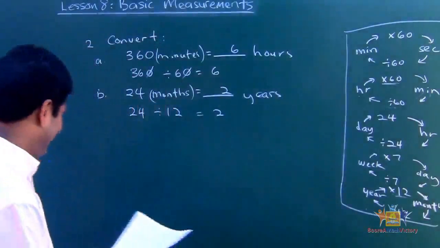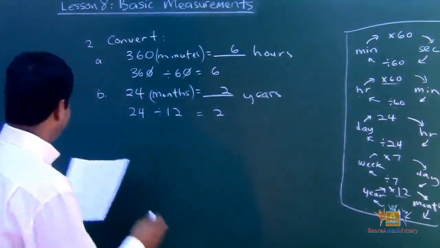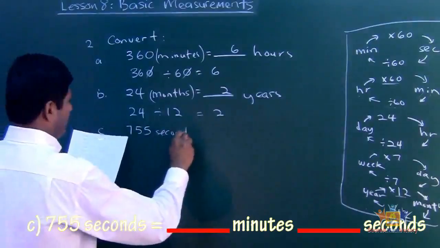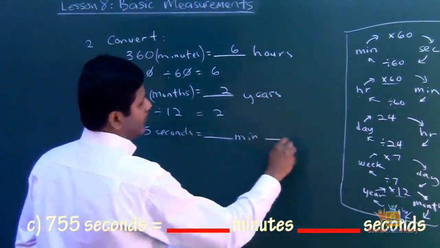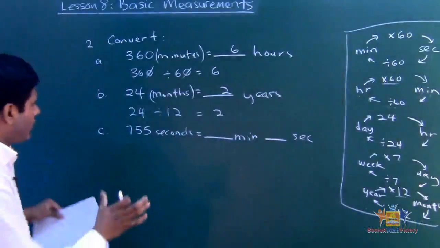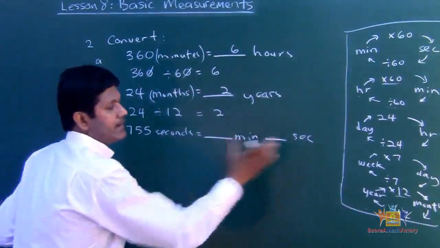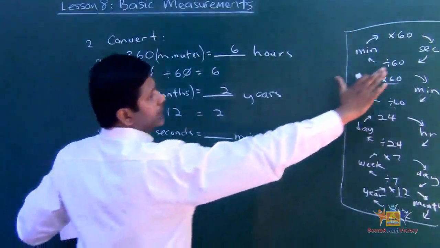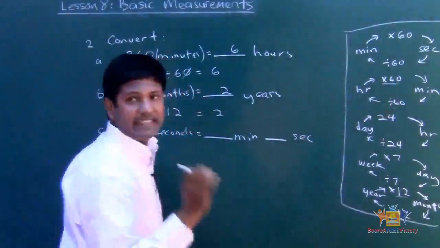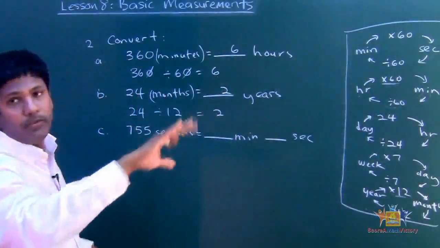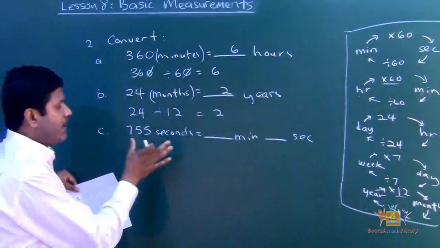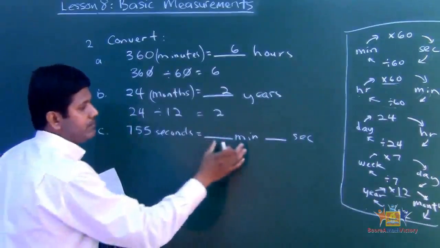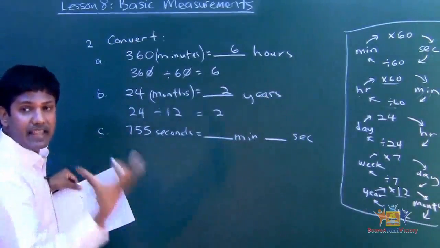Alright, let's do C. Now C, you're given 755 seconds equals how many minutes and how many seconds? See that? Now this one we're breaking into two parts, the minute and second. Keep in mind, first let's find out the relationship between second to minute. Second to minute is divide that by 60. So we're going from the bottom part of the rotation, which is 60. When I divide 755 by 60, the quotient that I get is going to be the minute. The remainder, which is going to be the second, I'm going to put right there.